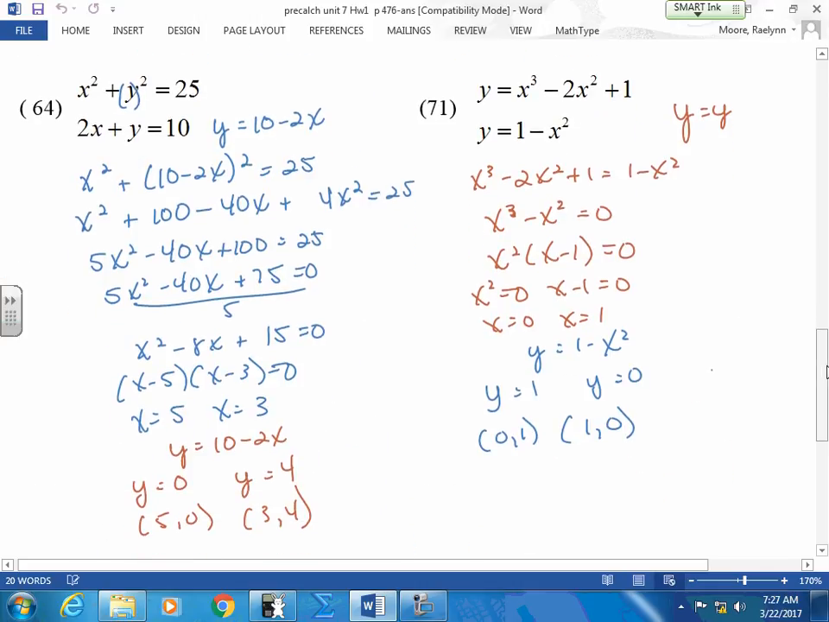Okay, so we have a circle and a line. A circle and a line can cross once. It could be tangent to it. Can cross twice, or doesn't cross at all. And we have a cubing function and a parabola. That could be a number of ways. Definitely on the circle, substitution.